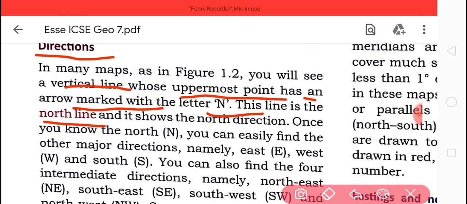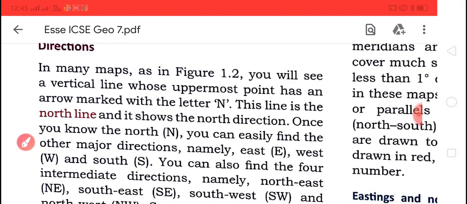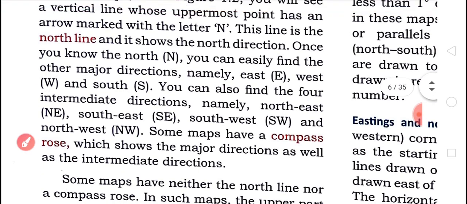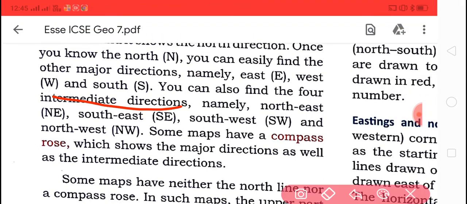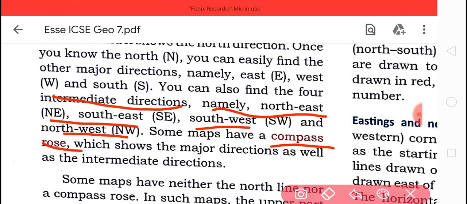You can also find four intermediate directions, namely northeast, southeast, southwest and northwest. Some maps have a compass rose which shows the major directions as well as the intermediate directions.